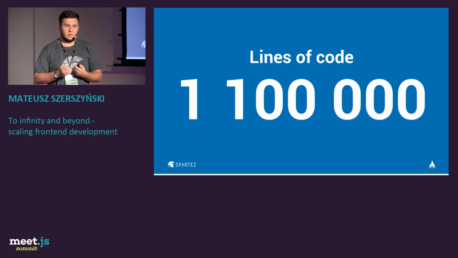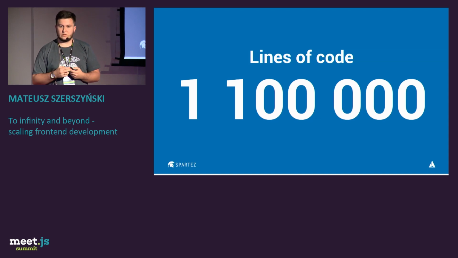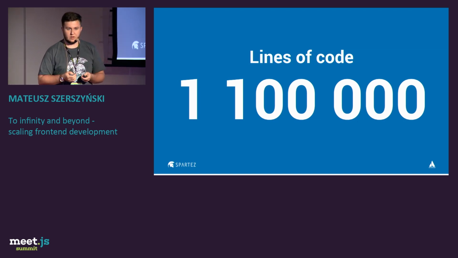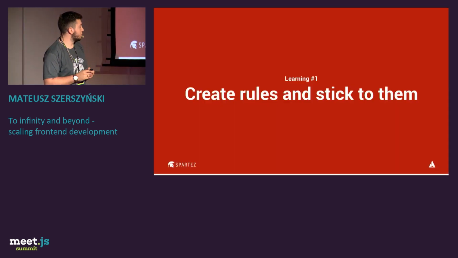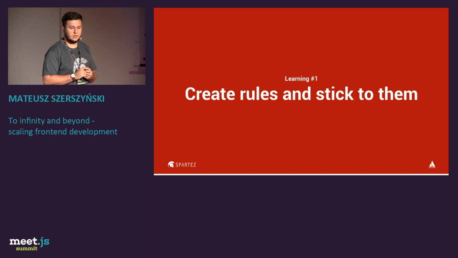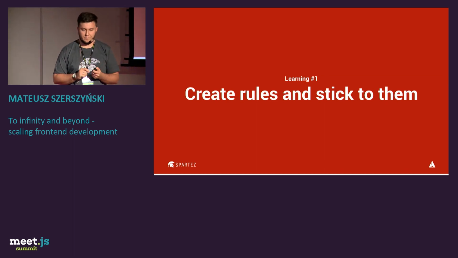So we found out some problems: we needed to scale up the way we work in order to not create a big ball of mud and not create spaghetti code. We needed to start cooperating in some way. So what's the first learning? The first learning is about creating the rules and sticking to them.